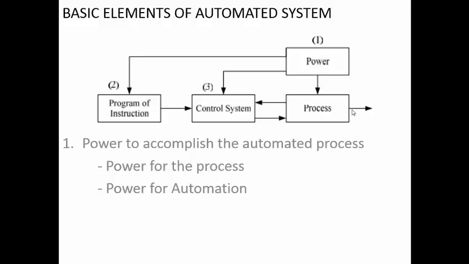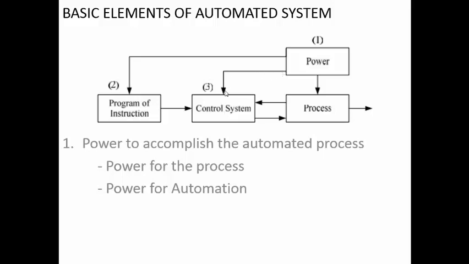So what are the basic elements of the automated system? As we can see here, there are three main elements. One is the process which we want to automate here. In order to automate, we require three additional things. One is the power, which is normally required for the process. Then you are having the program of instructions. Then you are having the control system, and the arrow marks represent the flow.